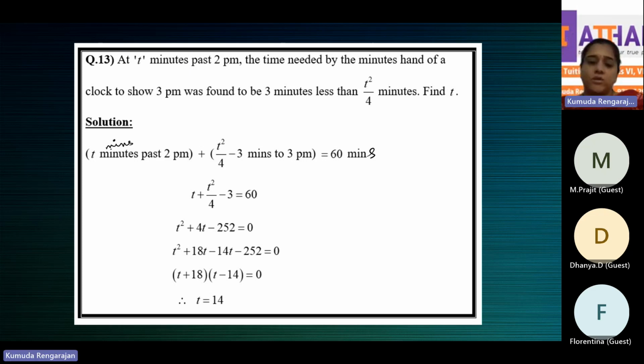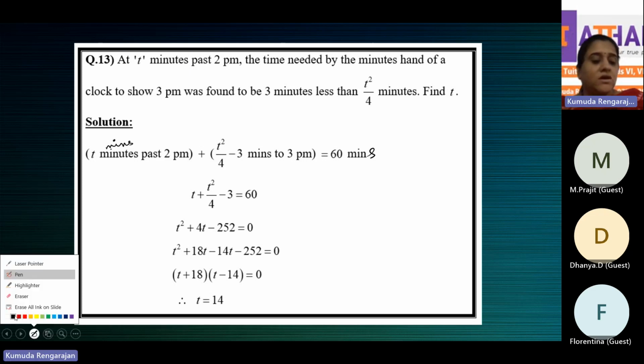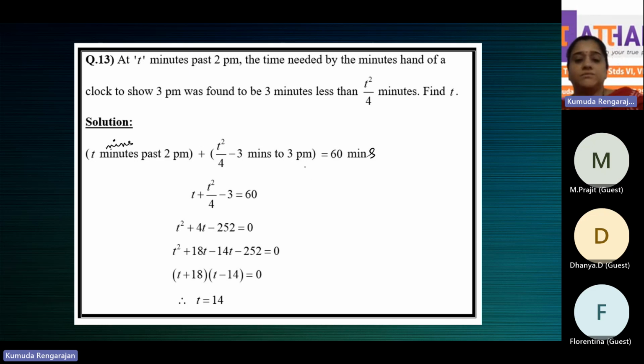See, you can use the quadratic formula also if you're not able to find the two factors. Krishmeet, what is the quadratic formula?